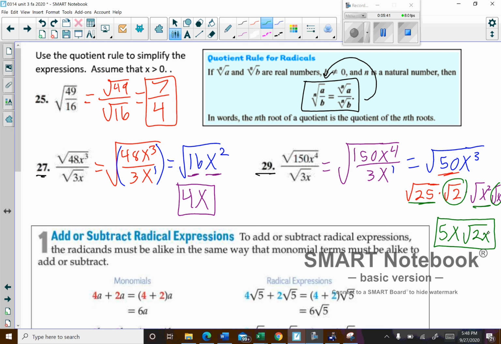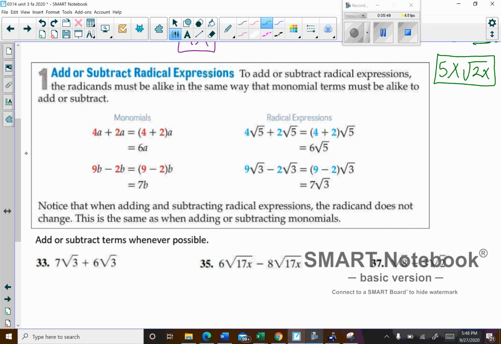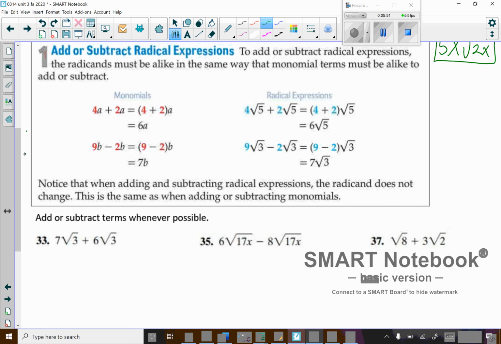Okay. Now the last part we'll look at here is when it comes to adding and subtracting. So I've got some notes here for us to get an idea of how this works. Whenever you add and subtract them, it's not really much different than adding and subtracting like terms. So like 4a plus 2a, you could factor out the a, and 4 plus 2 is 6a, right? Or if you subtract, same idea, 9b take away 2b. You could factor out the b if you'd like. And so 9 take away 2 is 7 b's left.